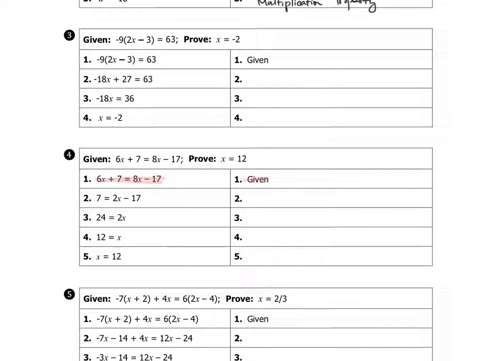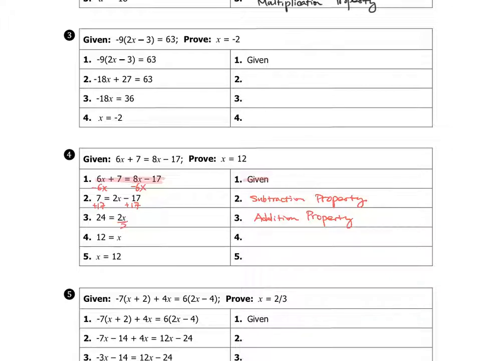So what do I do first? Looks like I subtracted 6x on both sides. That's how I end up with 7 on the left-hand side, right? And I can do that because of subtraction property. And then I add 17 on both sides. That's how I end up with 24 equals 2x. And that's addition property. Because I'm adding, that's the action. Look, by the way, look for the verb. I'm adding, I'm subtracting, I'm multiplying. That gives you a hint of the property.